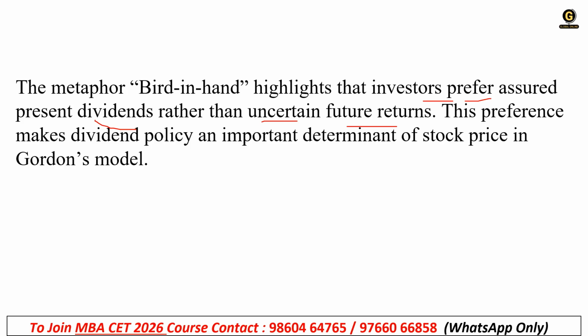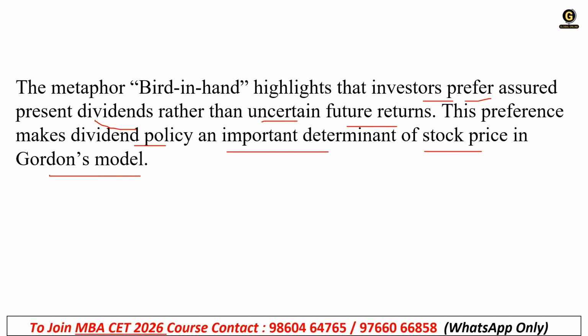So bird in hand means something you already have in your hand, which investors prefer. Investors prefer assured present dividends rather than uncertain future returns. They don't trust future returns, whether they will come or not, but they prefer the things the company already has in hand. That is bird in hand. This preference makes dividend policy an important determinant of stock price in Gordon's model.